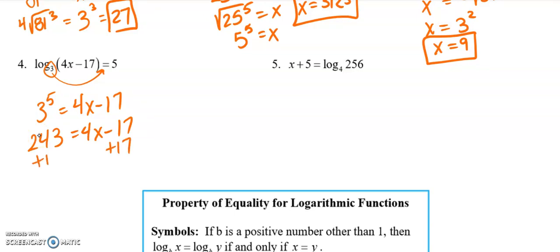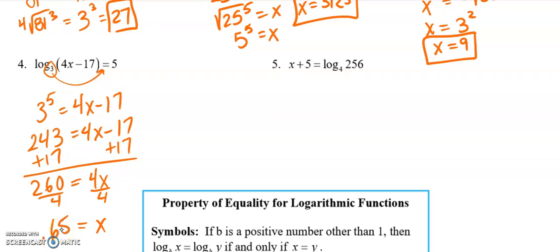Add 17 to both sides. 4x equals 260. Divide both sides by 4. And x equals, I'm going to cheat a little bit, use some calculator help, x equals 65. Next up, number 5, you say, okay, I'm going to pop it. I'm going to rewrite it as an exponential. That gives me 4 to the x plus 5 equals 256.